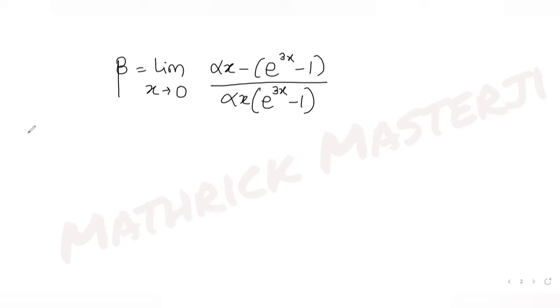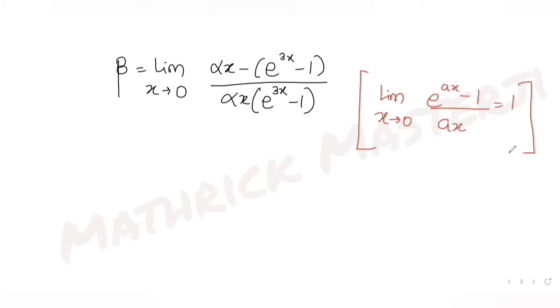Now we know one idea for limits where you have exponential functions: the limit as x tends to 0 of e raised to ax minus 1 divided by ax is equal to 1. So whatever is the power of the exponential function, that same thing should be present in the denominator. If I have this e raised to 3x minus 1 here, which I can apply the separate limit to, I need it with the denominator of 3x so that the value of that limit becomes 1. So what I will do is multiply and divide by 3x. If I'm multiplying with 3x, I'm also dividing it with 3x.